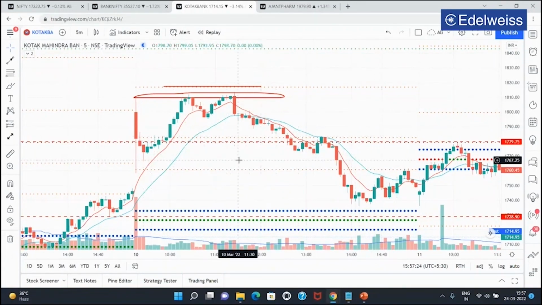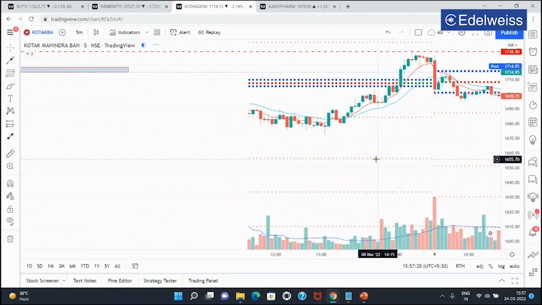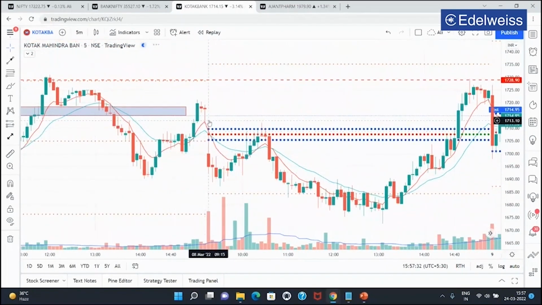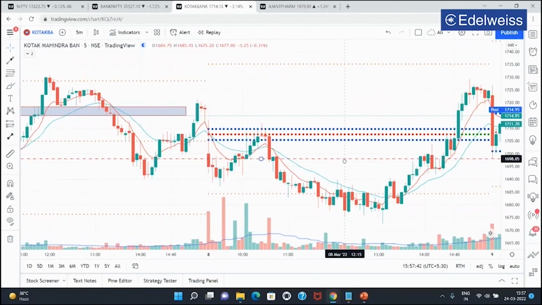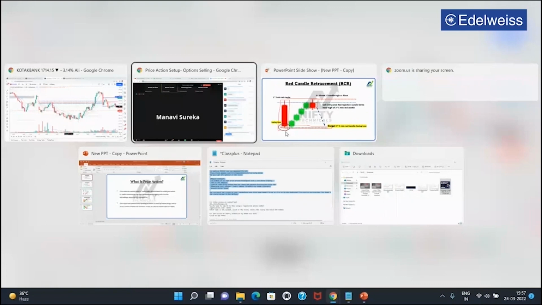So Kotak Bank, as you can see, 10th of March. In fact, 8th of March also, Kotak Bank made the same kind of setup. You can see first red candle, retraced and again shorting. You can see first red candle low is your first support. This is the support of your first target. Once broken, nearest support is your next target. So I hope this setup is pretty clear to everyone.